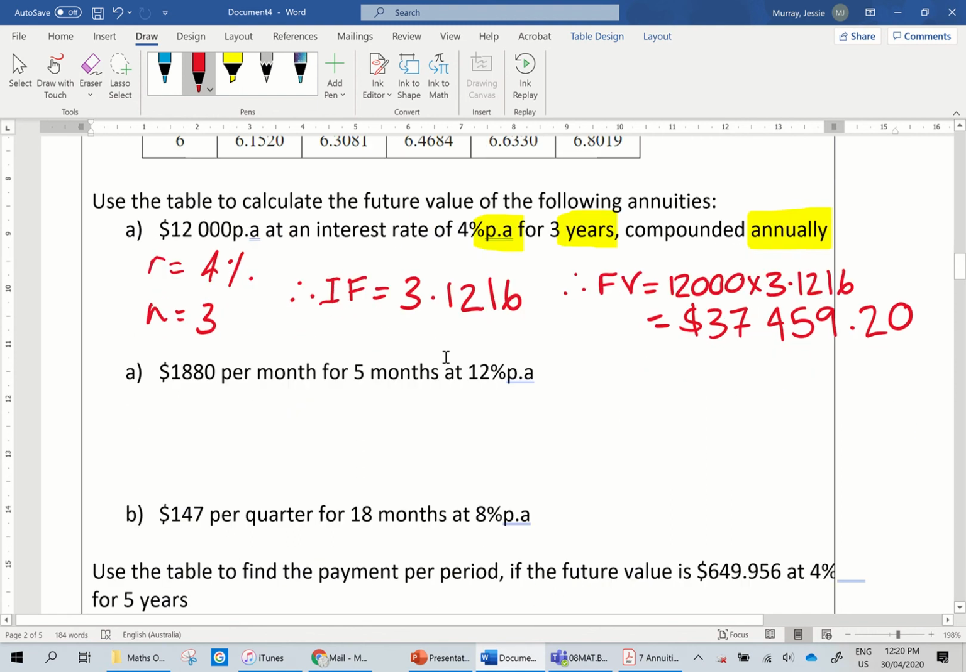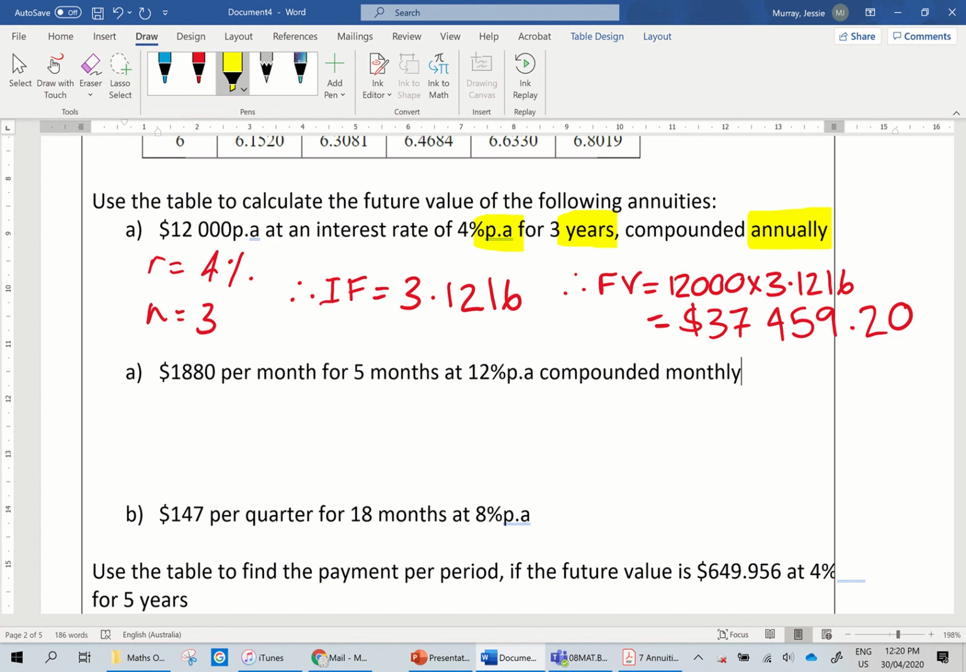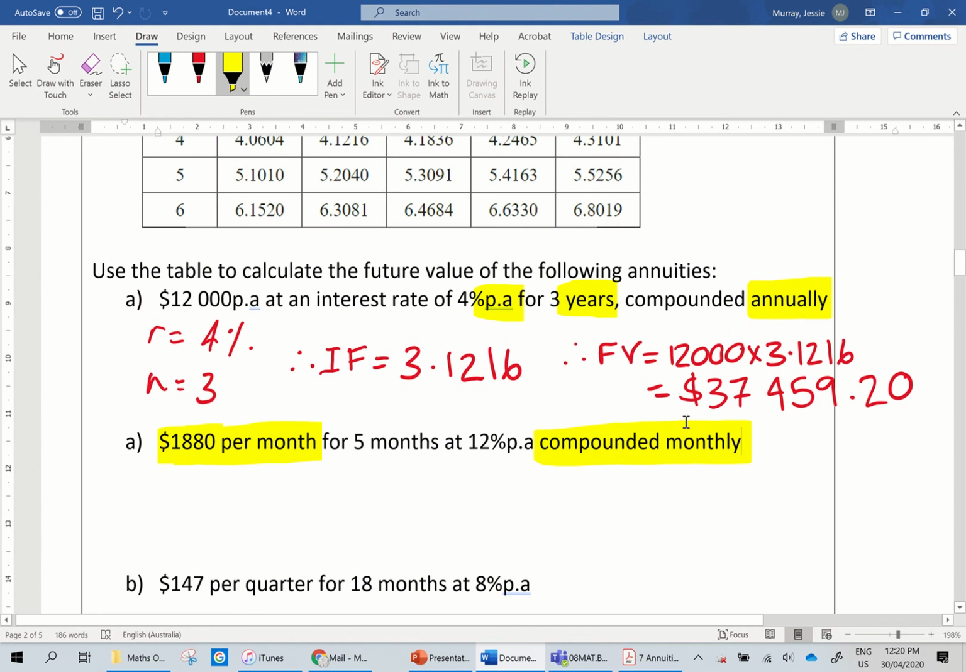The next one, $1,880 per month for 5 months at 12% per annum, and I didn't tell you what it's compounded, monthly. You'll notice that the investment annuity value, whatever that was paid, that's what it's usually compounded as. Okay, so you don't have to change the value of money at all, ever. Okay, so let's have a look.